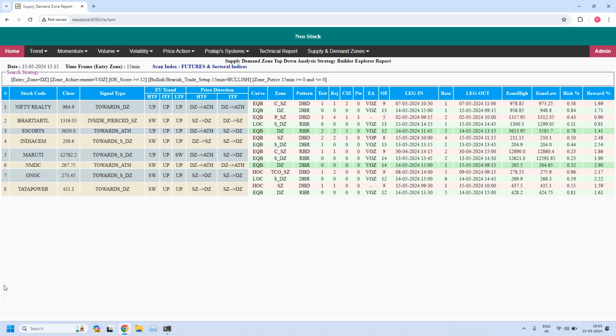I'll be giving you only a few seconds to watch this report and move on to the next report. So you please pause the video and you can go through all the columns in this report. If required, you can also draw the zones in TradingView or any of the chart applications by taking the timestamps from leg in and leg out and also the base candle count.